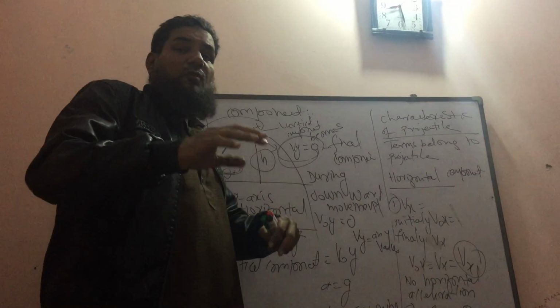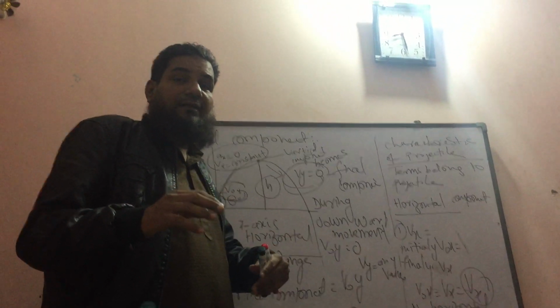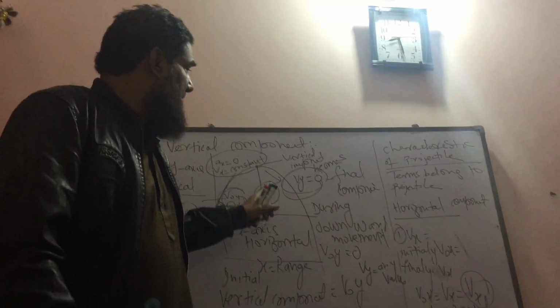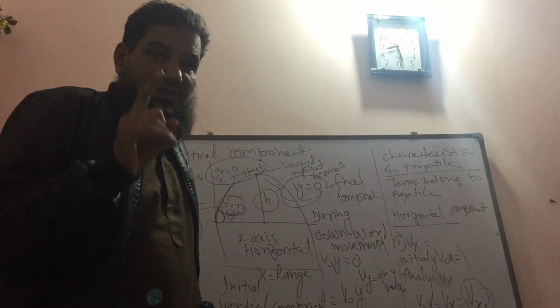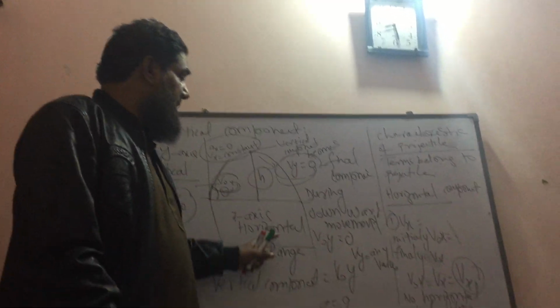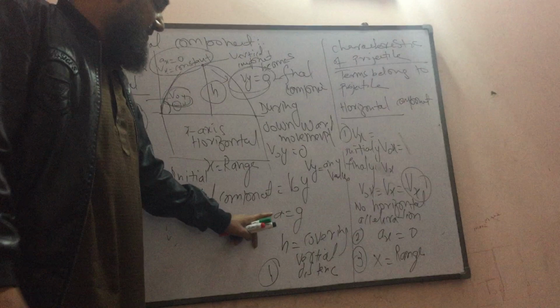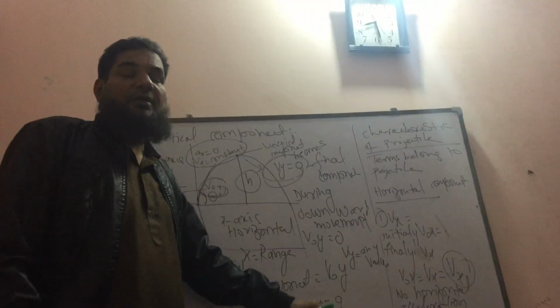Vy is 0. When the object starts its downward movement, what happens? In downward movement, v naught y, the initial component, is 0, and the final component has any value. Height is also involved, and acceleration due to gravity is also involved in the motion.